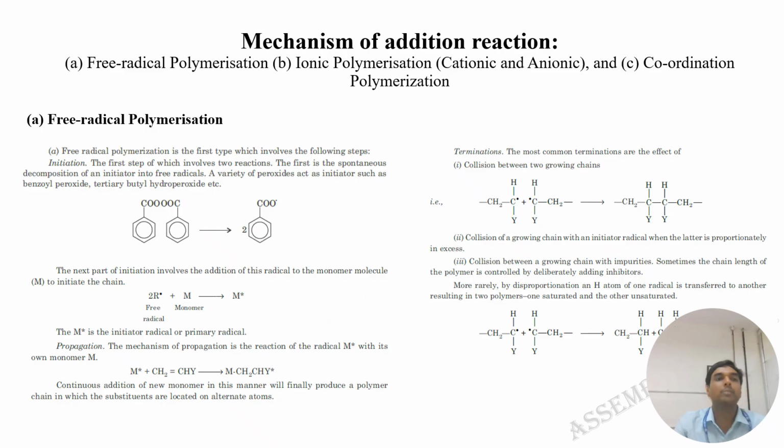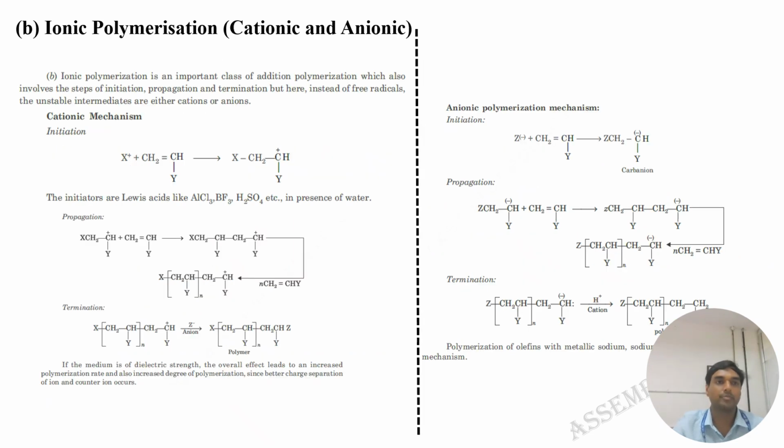But the problem with free radical polymerization is that you cannot control the molecular weight. It can grow at any position. Highly branched structures are possible, and in fact in this process, atactic polymer or low density polymer is also possible.